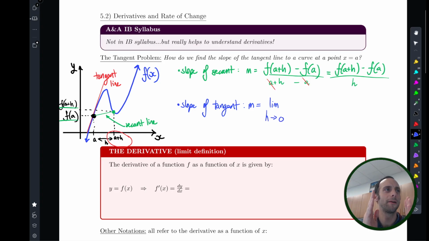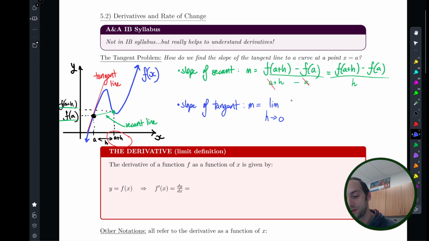So what's happening there, we're taking these 2 points. One of them is fixed, the one on the left side is fixed, and we're sliding the one on the right back towards the one on the left so that they are infinitely close together.